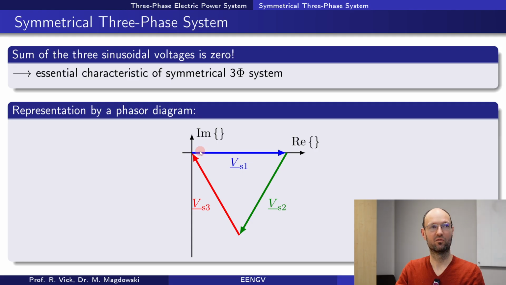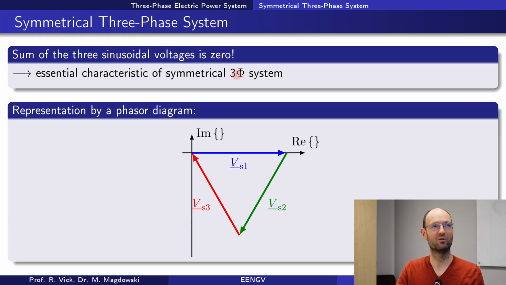So if we take the first phasor, which was pointing in this direction, then add the second phasor, which was pointing in this direction, add the third phasor, which was pointing in this direction, then we end at the same point where we started. And so the sum of these 3 sinusoidal voltages is 0, and this is really some important essential characteristic feature of these symmetrical 3-phase systems.